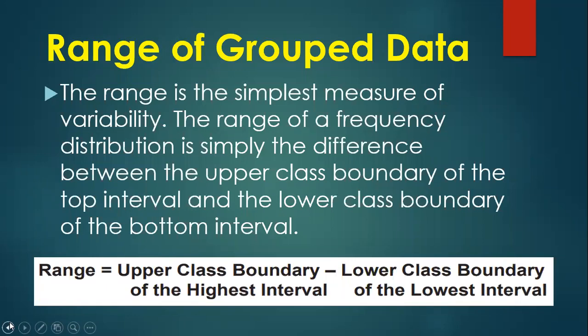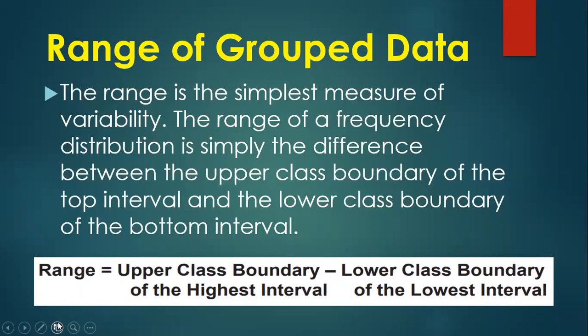To get the range, the formula is the upper class boundary of the highest interval minus the lower class boundary of the lowest interval. I discussed how to get the range in two different methods. If you get the upper class limit, just add 0.5. Then to get the lower class boundary, you take the lower class limit, then minus 0.5. After that, you subtract them and you will get the range.